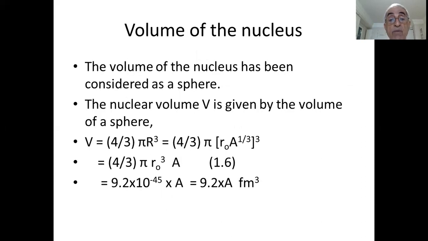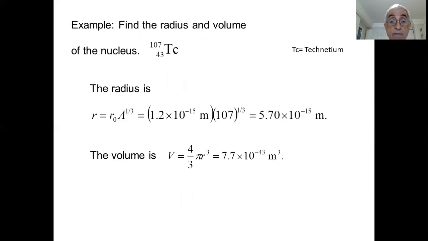Volume of the nucleus. The nucleus is considered as a sphere. The nuclear volume V is given by the volume of a sphere, so V = 4/3 π r cubed. If you put in the radius of the nucleus, R0 A^(1/3), the result will be 4/3 π R0 cubed A. If you put in the numerical values of the constants, you will get 9.2 × 10^-45 × A. Converting the unit into Fermi, it will be 9.2 × A fm cubed.